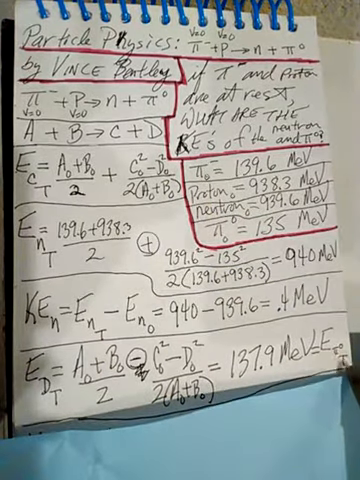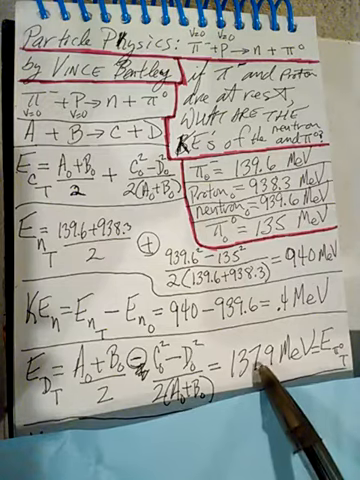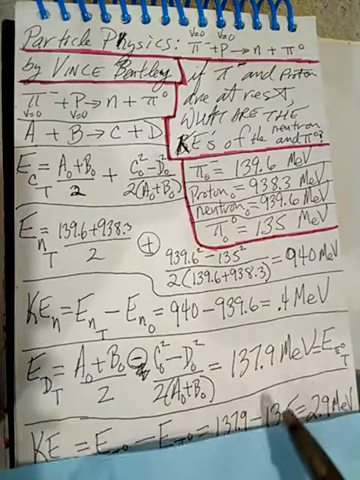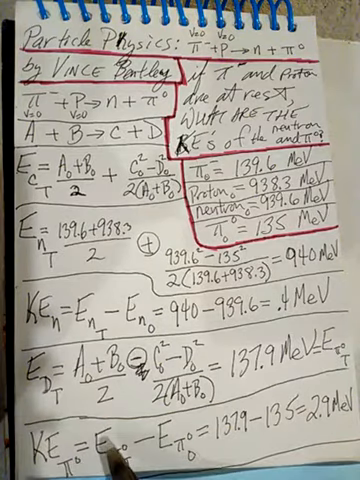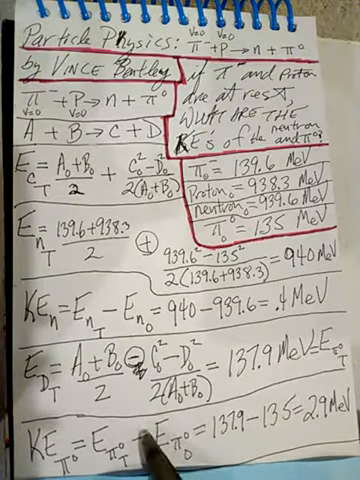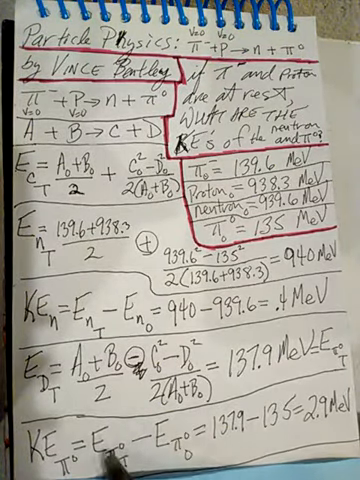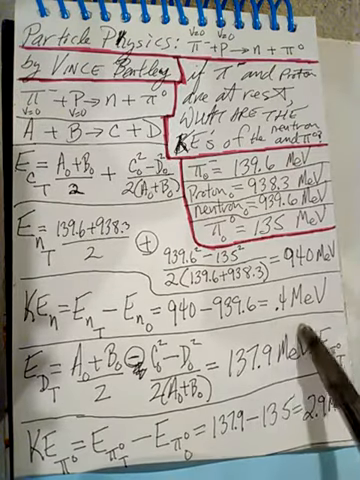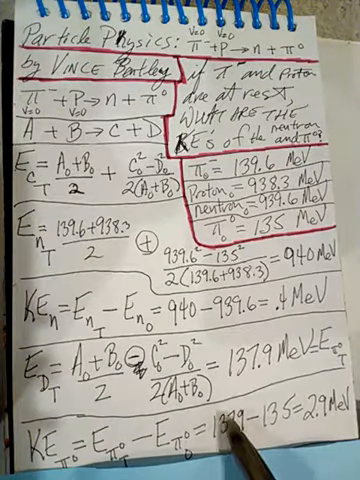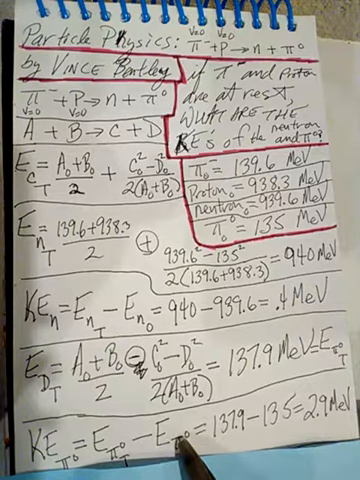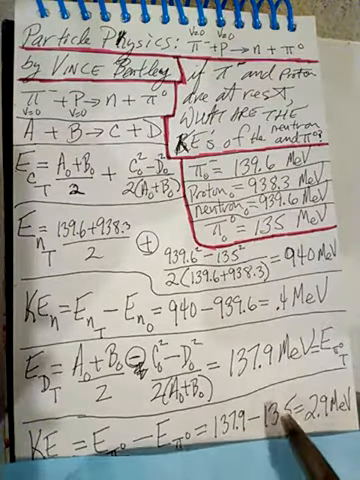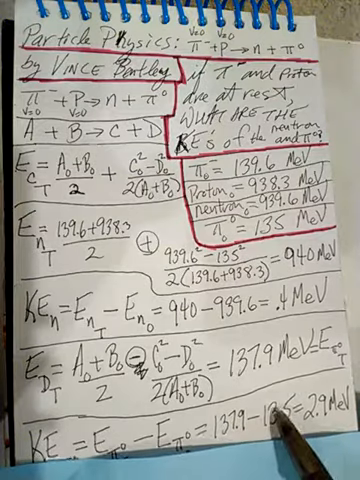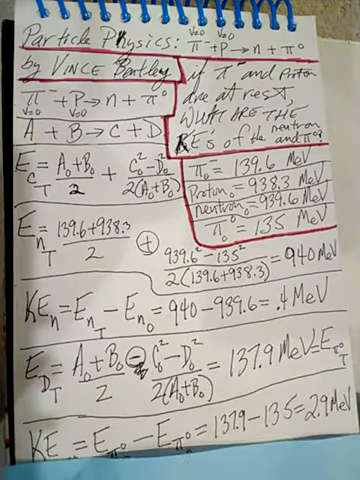So the total energy of the π0 is 137.9 MeV, and we wanted to know the kinetic energy of the π0, so we take the total energy minus the rest energy. Do you know the total energy of the π0? Yeah, 137.9. Do you know the rest energy of the π0? Yeah, I told you that right here. It's 135. So this minus this, of course, is 2.9 MeV.